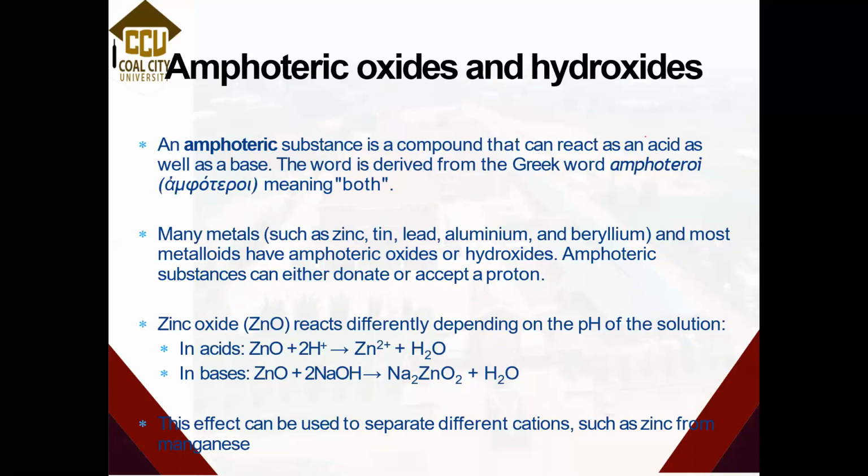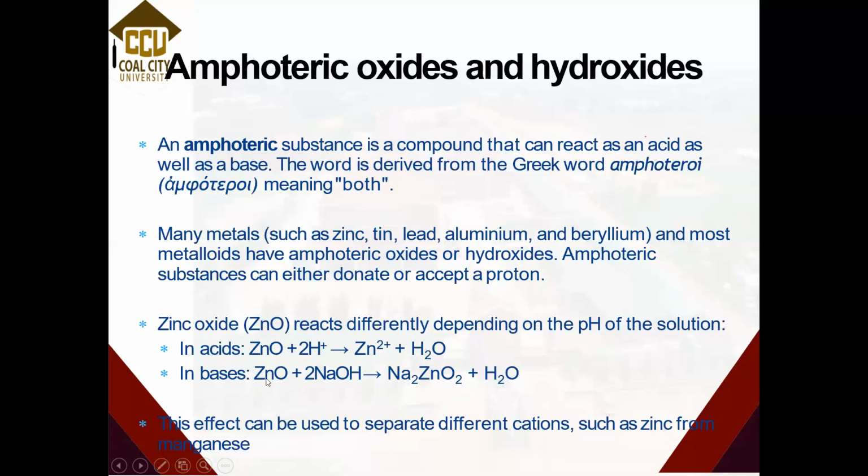Zinc oxide reacts differently depending on the pH. That means zinc oxide can react as an acid or as a base. For example, if it's in an acid, which is a low pH, zinc oxide reacting with any acid, let's say we have H+ representing any of the acids, it becomes Zn2+ plus H2. So if the acid here was H2SO4, it should have moved from zinc oxide to zinc sulfate, that's ZnSO4, and then plus water.